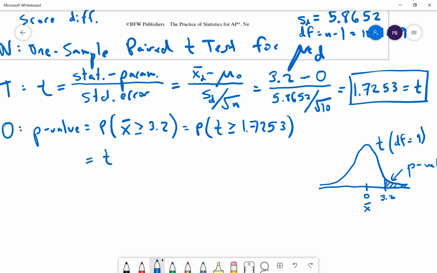So we're going to use t-CDF, and our lower t-score is 1.7253. That's the t-score we calculated for this sample mean of 3.2. And we go all the way to 999. That represents infinity because the shaded area goes all the way out to the right, which extends to infinity. And then we need our degrees of freedom of 9. So let's go ahead and plug that into the calculator.